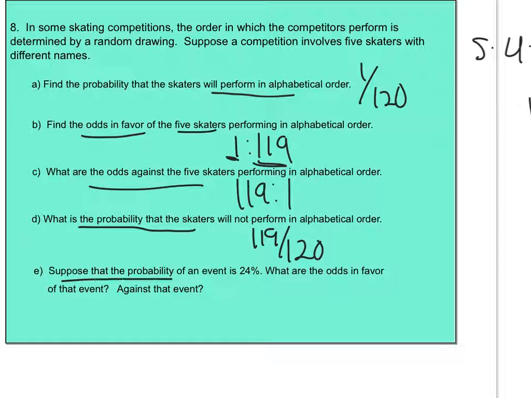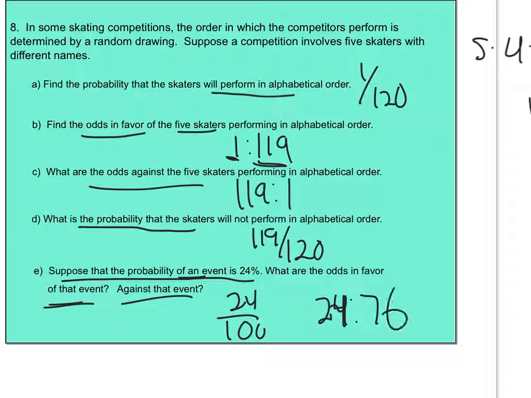Suppose the probability of an event is 24%. What are the odds in favor and against? The probability is 24%, that's 24 out of 100, just as a fraction. So the odds in favor of that event would be 24 to 76. And the odds against are just that flipped around, 76 to 24.